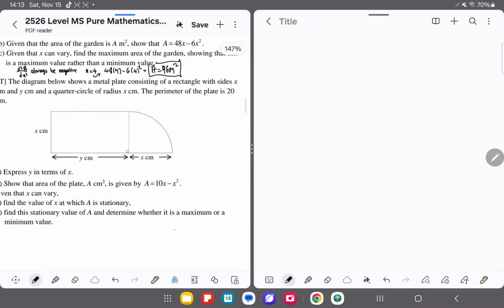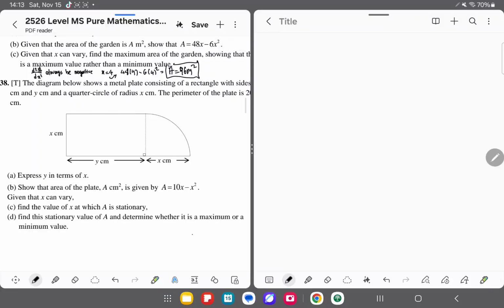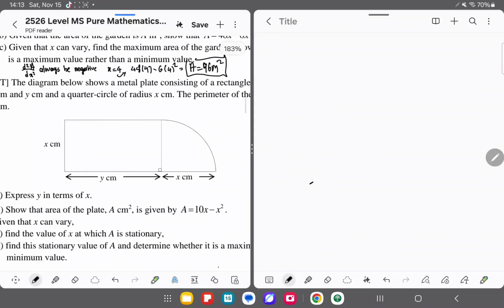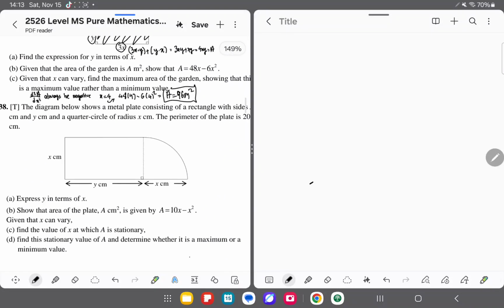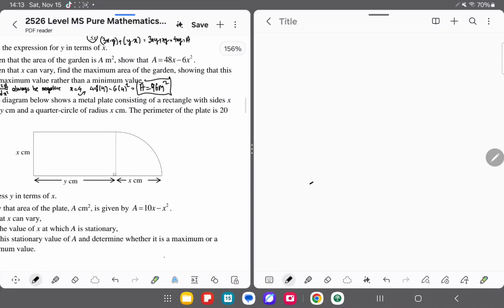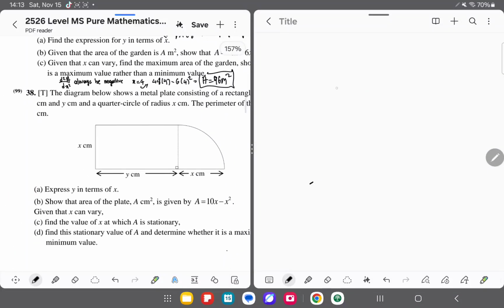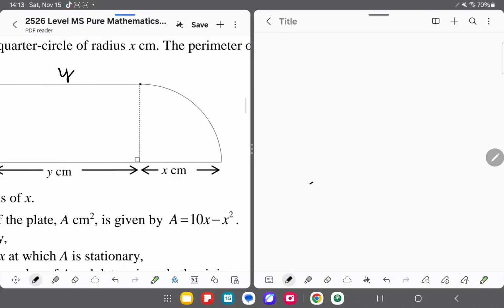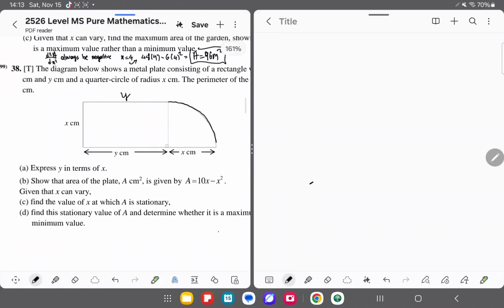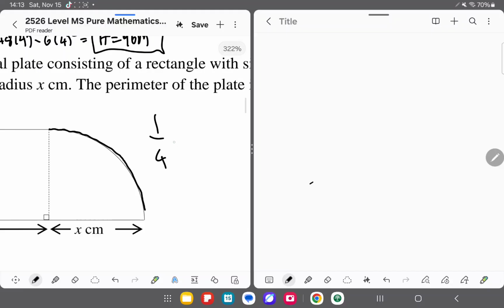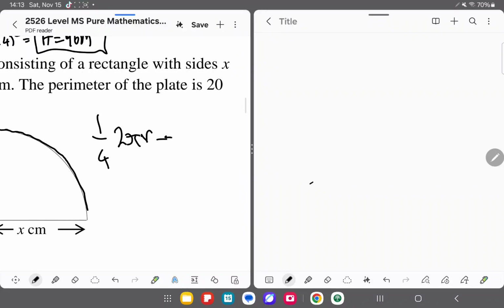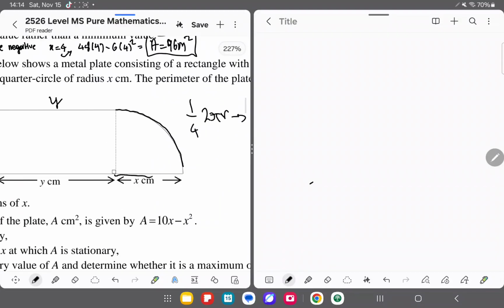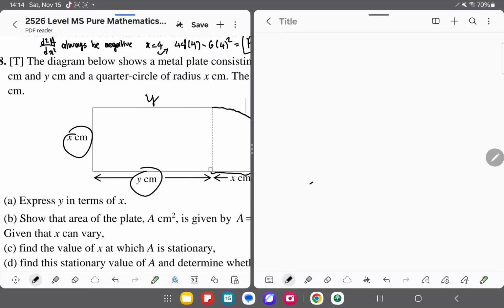Here they said that it's a metal plate consisting of a quarter of a circle and a rectangle. They're not really asking for the areas. They just said that the perimeter of the plate is 20 centimeters. So to get the total perimeter, we know that the side's y. We'll get the sector through 1/4 of 2 pi r, which is, in other words, 1 over 2 pi r for the perimeter of this quarter circle, and then this length here, and then this length here as well. So now we'll just add it all together.